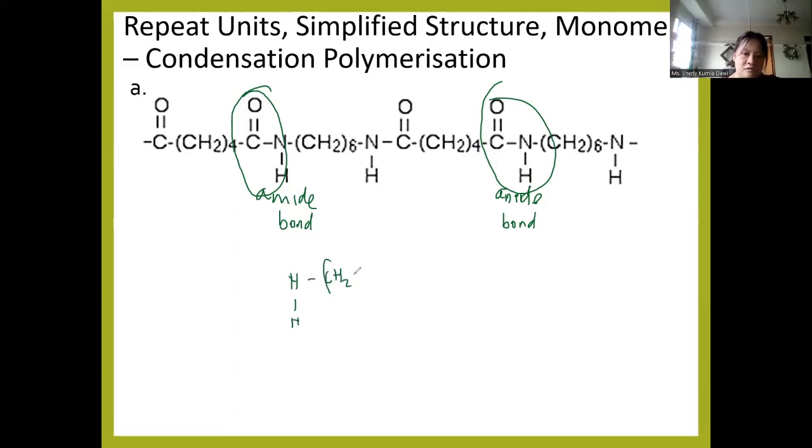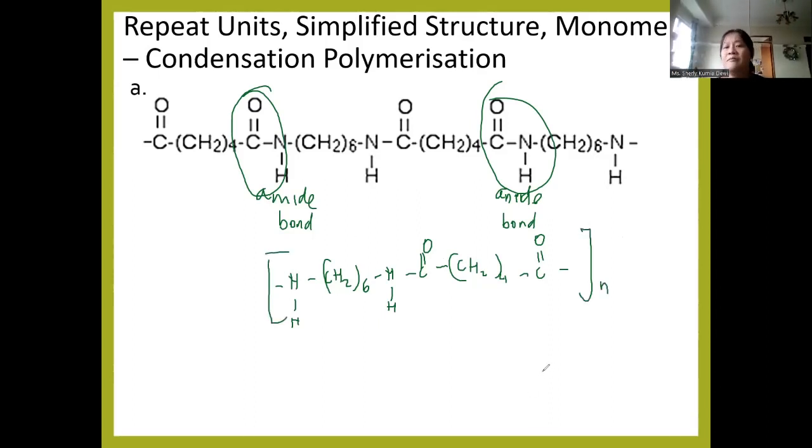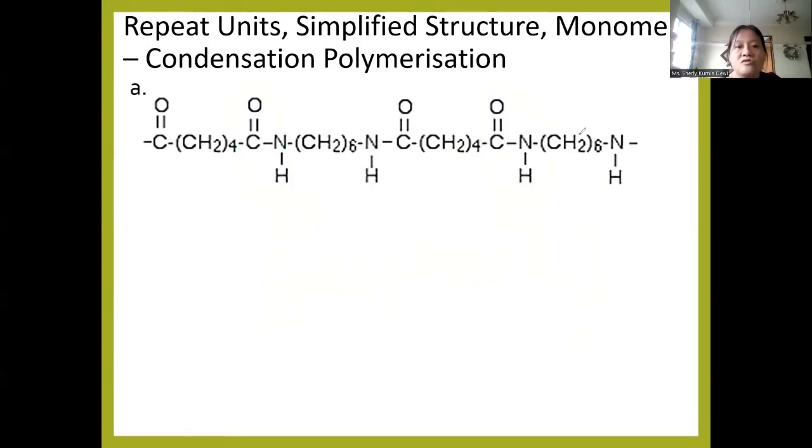CH2 times 6. Actually, it's CH2 until 6 times, and H and CO. CH2 until 4 times, CO. And this one strip. If it's the repeating unit, just this one. This one strip is for the simplified diagram, and you put N. How about the monomer? There are two monomers. Actually, it can be taken from this one.